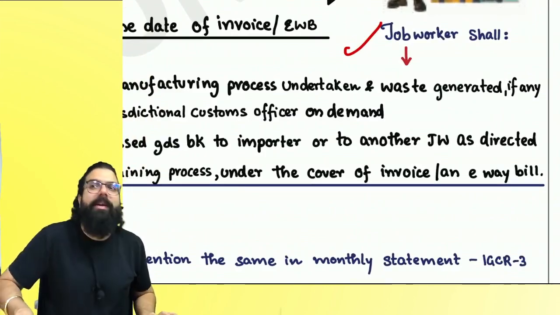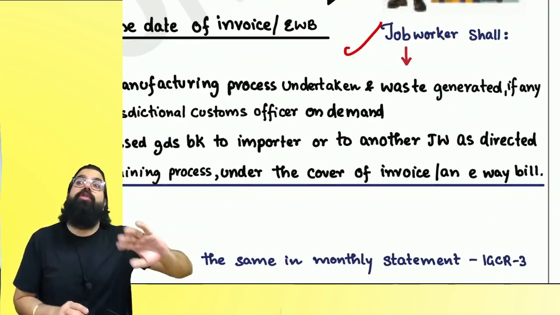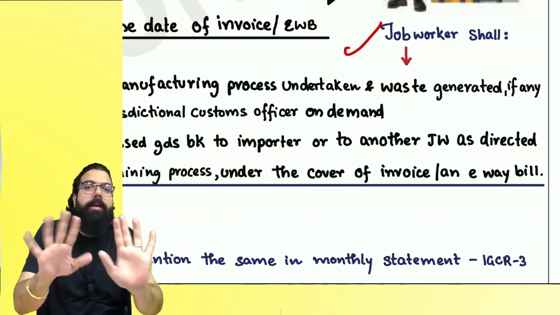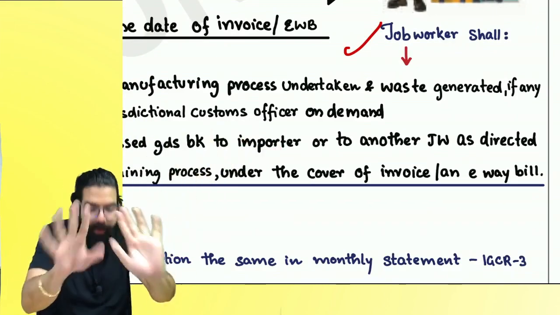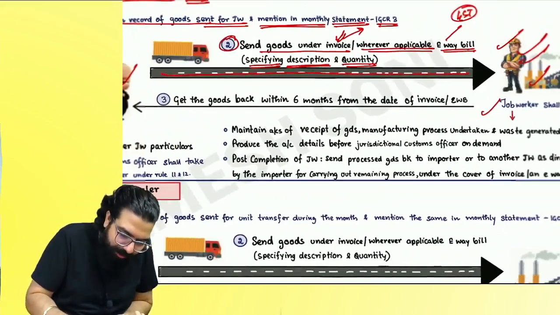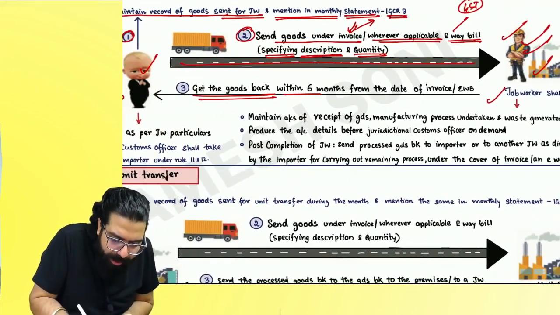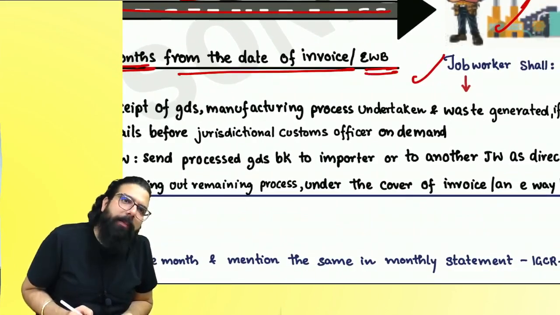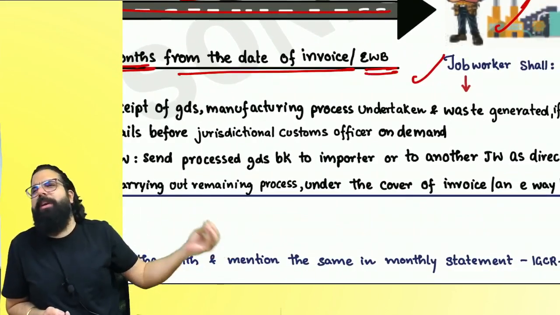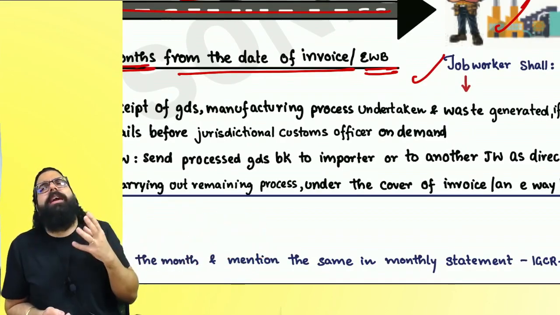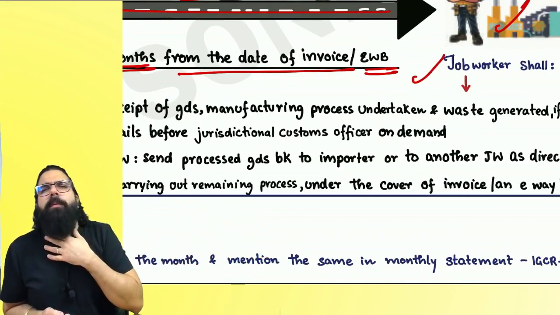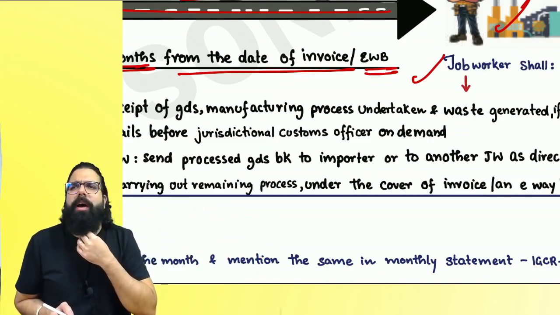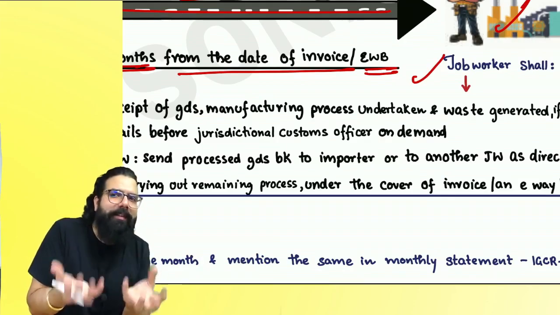People, in GST, we had learned that from the job worker's premises, you can supply directly to your buyer. Here, they have not told anything like that. Here, you should get your goods back within 6 months from the date of the invoice or the e-way bill. Basically, when you are sending it for job work, you will have a delivery challan plus e-way bill. From that date, you should get it back within 6 months. An invoice is generally not made when you are sending the goods for job work. Are we clear?